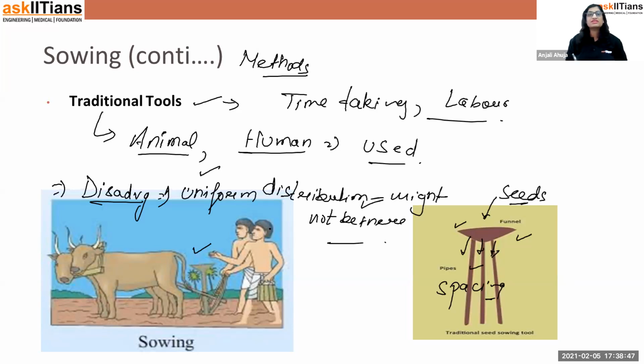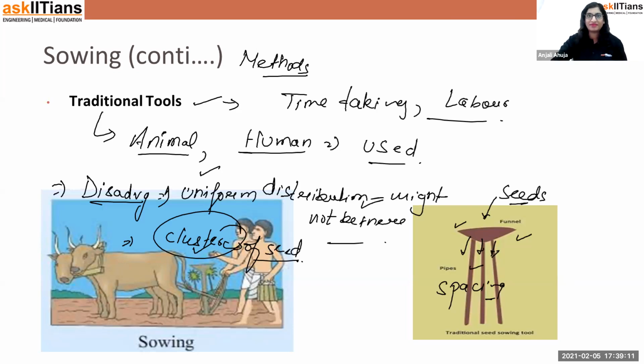Or you may also say that it is not like I am having a funnel and three pipes, I'm just putting three seeds only. I will be using a handful of seeds, so there can be clusters of seeds at one place. So that is also one more disadvantage that you can add. Okay, so let's move further.